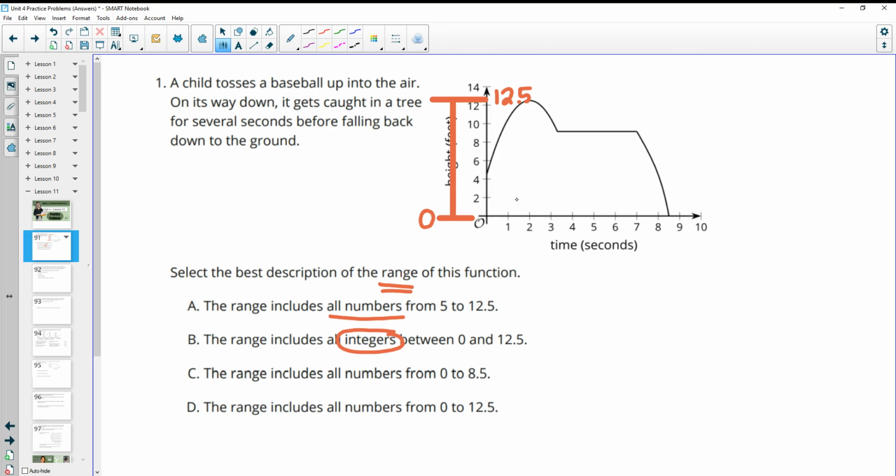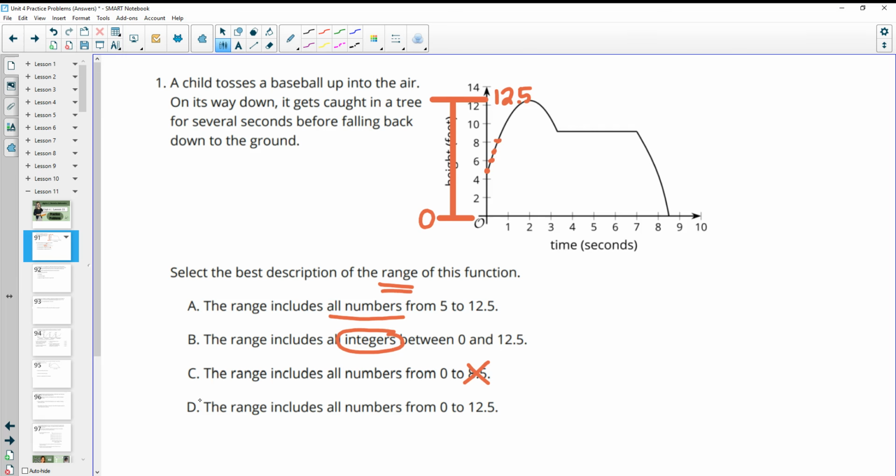So then we would be seeing dots for outputs. We wouldn't be seeing a full, solid line because it would just be at 5, at 6, at 7, at 8, and it wouldn't have the in-between. The range includes all numbers from 0 to 8.5. Well, we know it goes higher than that.